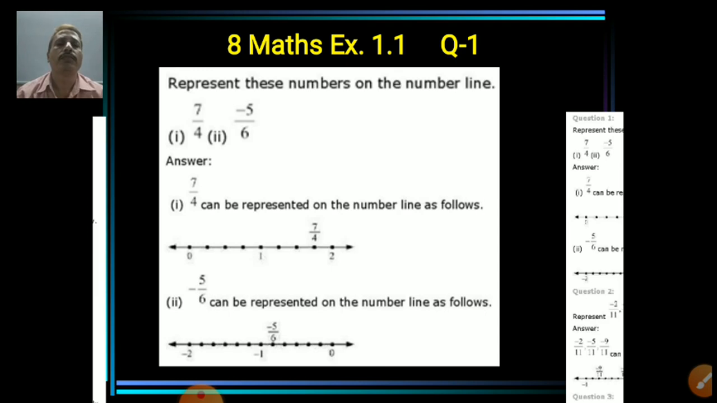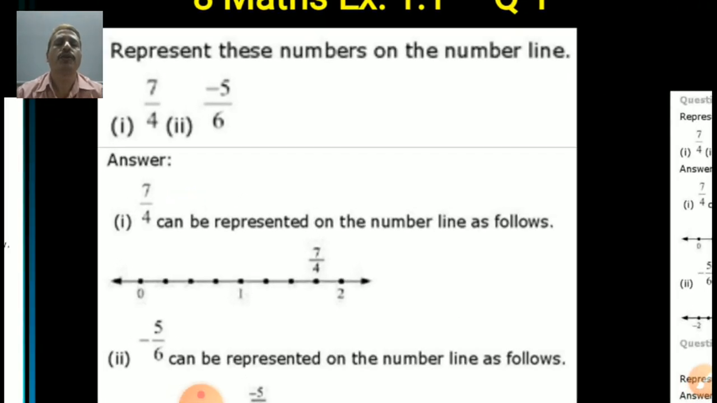Here is question number 1. It asks us to represent these numbers on a number line: 7 upon 4 and minus 5 upon 6. Students, you already studied how to represent numbers on a number line, such as natural numbers, whole numbers and integers.